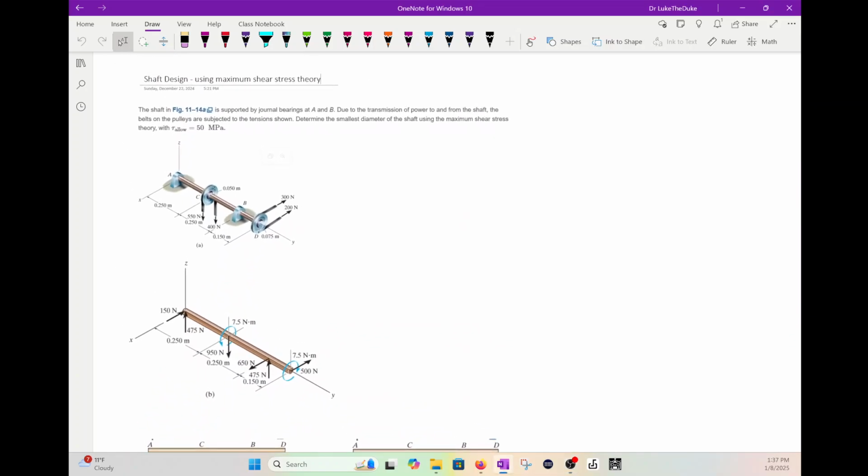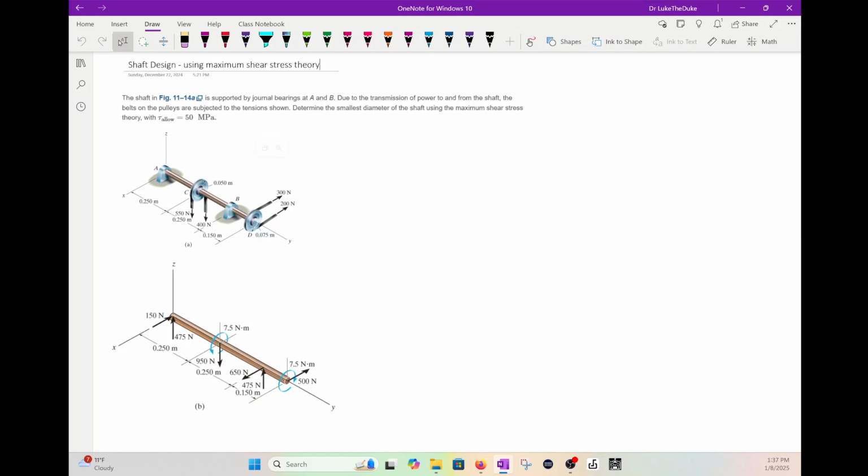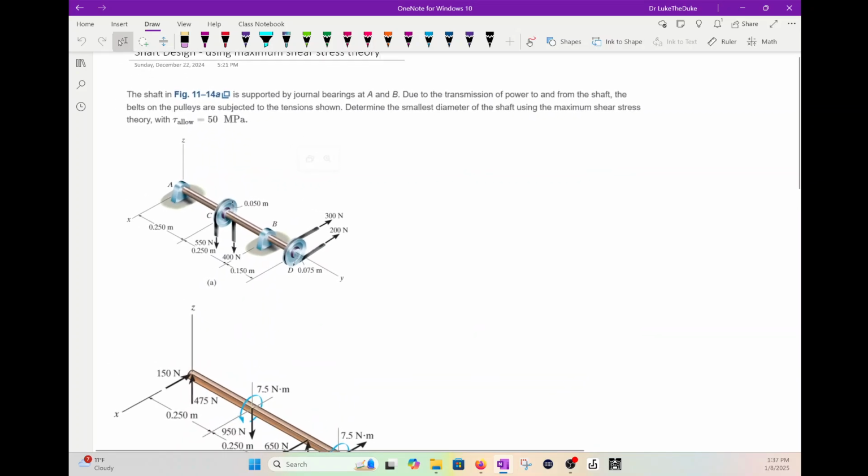Okay, so let's use maximum shear stress theory to determine the smallest diameter. So what we have is tau allow is 50 megapascals. We have journal bearings at A and B, the transmission of power to and from the shaft. The belts and the pulleys are subject to tension as shown. Find the smallest diameter. All right, cool.